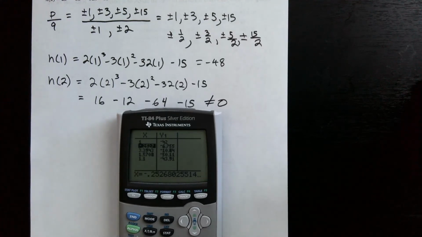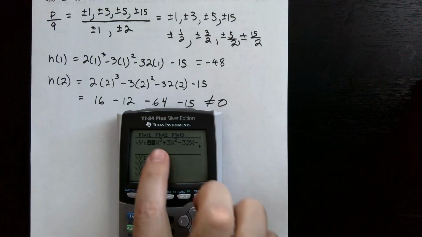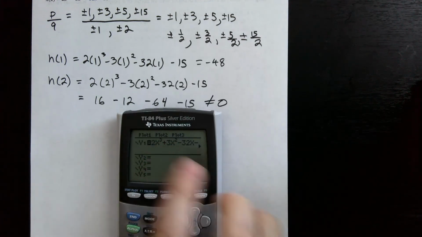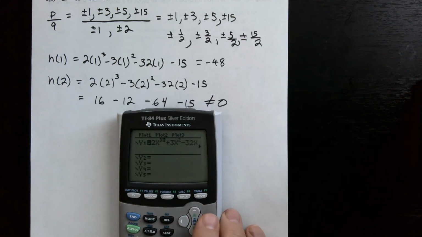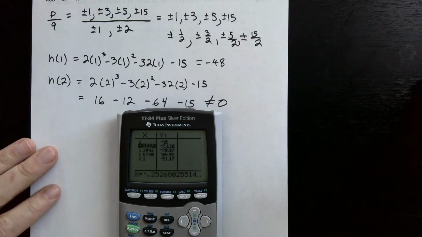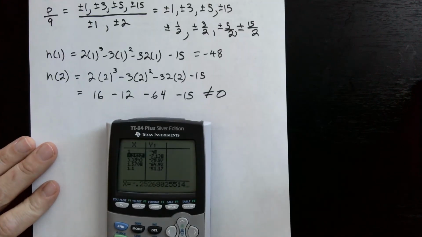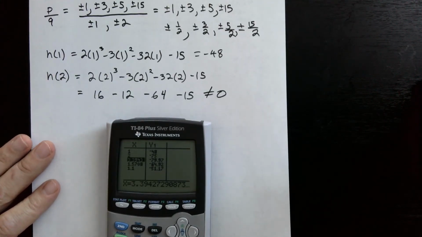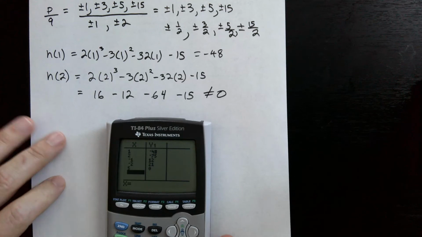Let's see if I typed it in correctly. No, I didn't. I put a positive here. It needs to be negative. Okay, so make sure you typed it in correctly. Then go to your table. And okay, so we plug in a 1, we get negative 48. That's fine. 2, which is one we tried, negative 75. We could try negative 1. That doesn't work. Or negative 2. That doesn't work. 5. 5 gives us 0. So okay, there we go. So we found the one that works.